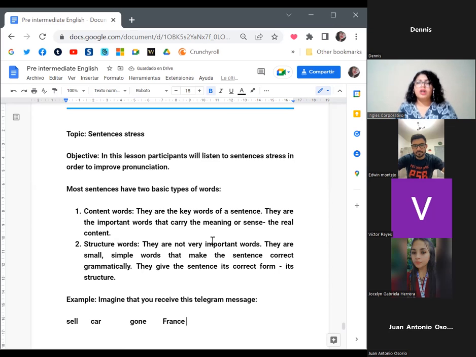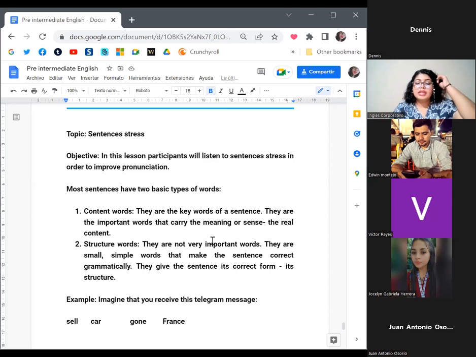Maybe you have an idea of the content of the message. Imagínense que reciben este tipo de mensaje. Sale, car, gone, friends. Maybe you can have an idea, I think. Because I have an idea of the message that that person is going to say. So this sentence is not complete. Obviously, it's not complete. It is not a grammatically correct sentence, but you probably understand it. These four words communicate very well. Somebody wants to sell their car because they have gone to France.